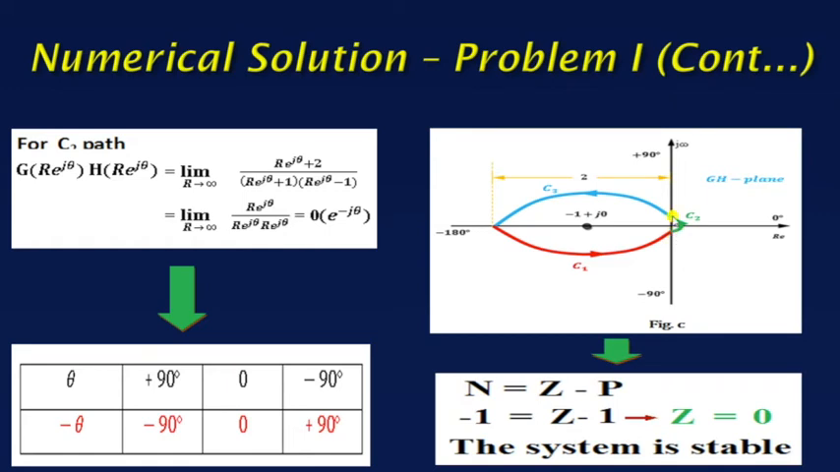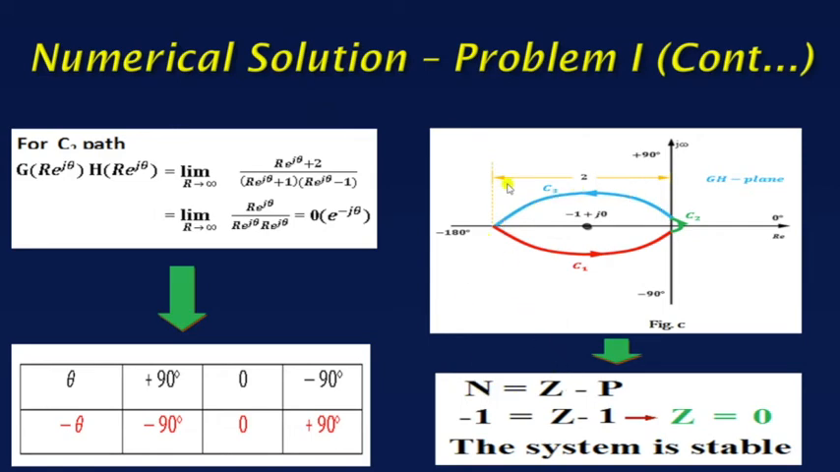And then draw the C3 path. The C3 path is the mirrored image of the C1 path. But the direction is always opposite, because this is the starting of 0 to infinity and this is the starting of minus infinity to 0.